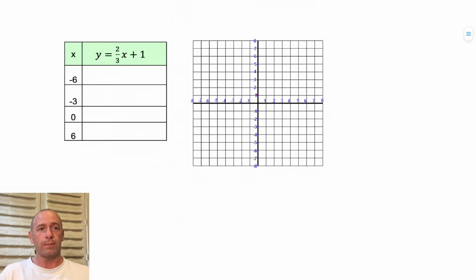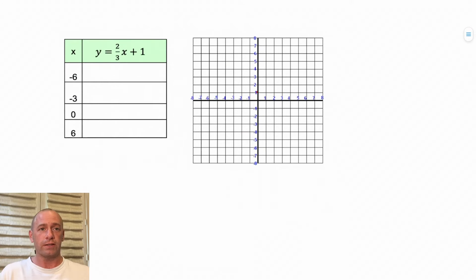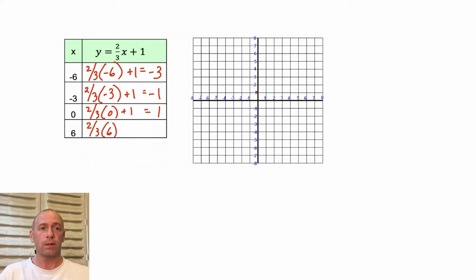Let's do another example. Students usually get scared at this point because they see a fraction, but I pick nice numbers. So 2/3 of negative 6 would be negative 4, plus 1 is negative 3. 2/3 of negative 3 would be negative 2, plus 1 more is negative 1. 2/3 of 0 plus 1 is 1. And 2/3 of 6 plus 1 is 5.